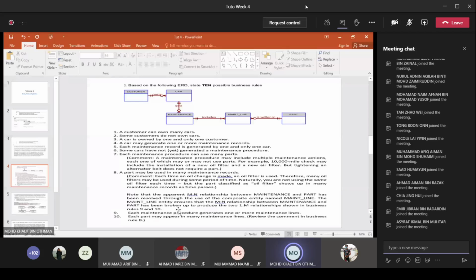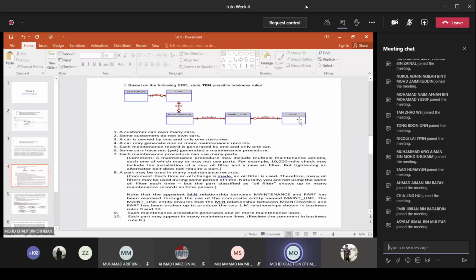Another possible business rule is from maintenance line with the maintenance entity. Maybe each maintenance procedure generates one or more maintenance lines. Maintenance procedure from maintenance generates one or more maintenance lines, and then each part, this is from entity part to maintenance line, may appear in many maintenance lines.